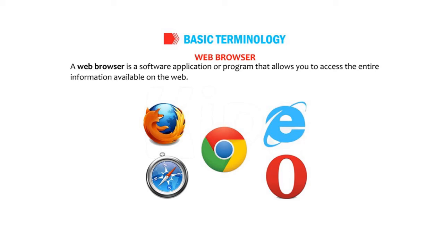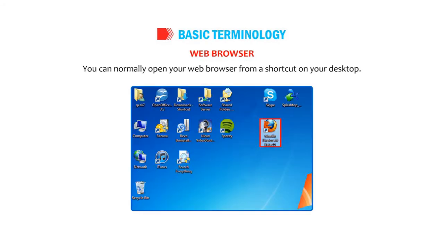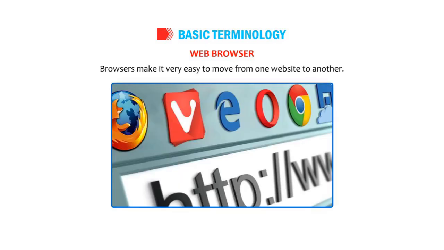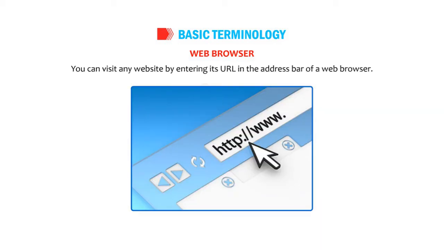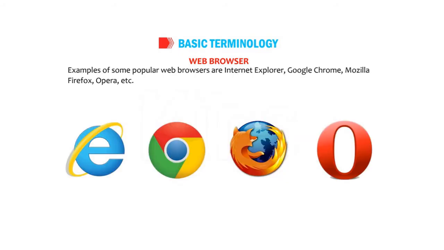Next is web browser. A web browser is a software application or program that allows you to access the entire information available on the web. You can normally open your web browser from a shortcut on your desktop. Browsers make it very easy to move from one website to another. You can visit any website by entering its URL in the address bar of a web browser. So, various examples of web browsers are Internet Explorer, Google Chrome, Mozilla Firefox, Opera, etc.